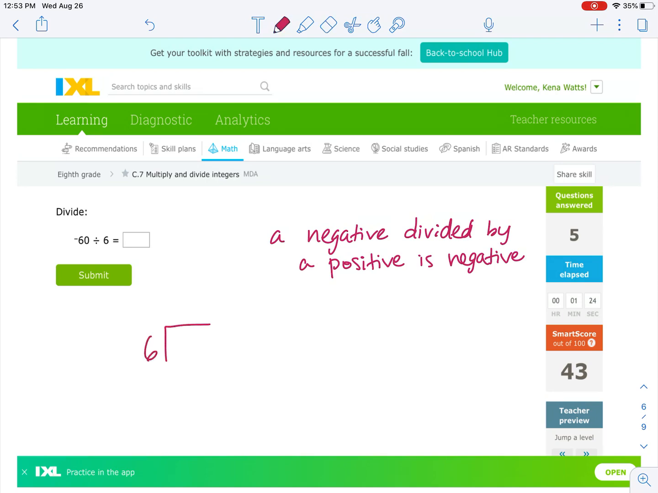So if you want to set this up, you would set it up like this, the 6 on the outside and the 60 underneath. So 6 will go into 6 one time, multiply down 6, subtract, the 6 is 0, bring down your other 0, 6 goes into 0 0 times, so our answer is 10. But remember, this is a negative 60, so our answer is negative 10.